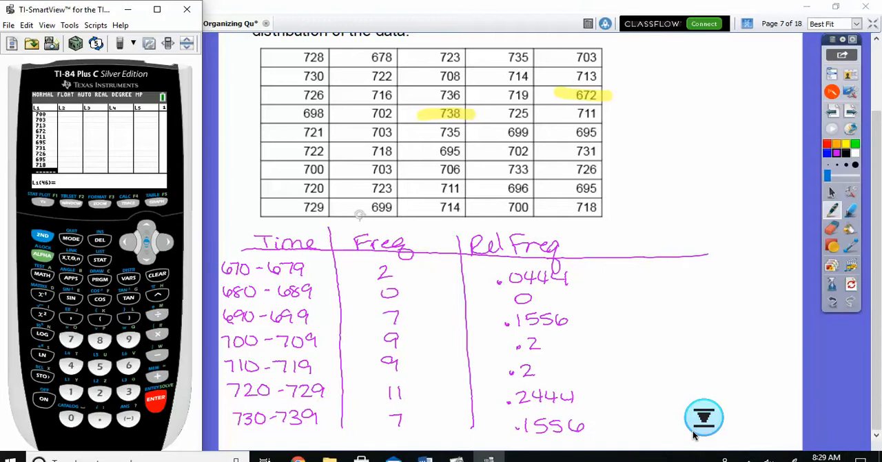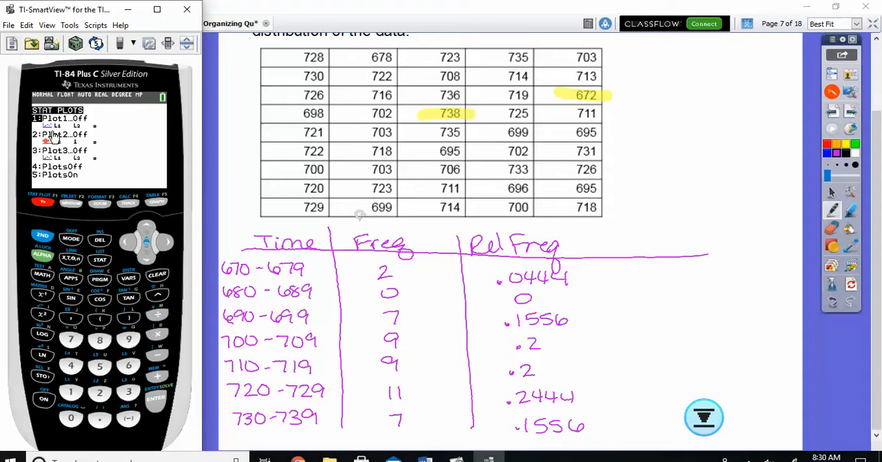Okay, now we are going to try to get a graph. So you need to push second and then Y equals. This takes you into your stat plot. You can remember all the times in college algebra when you raise your hand, you're like, my calculator won't graph anything. That's because somebody left the stat plot on. So be nice to my other classes and turn the stat plot off when we're done, okay? So it tells me Plot 1 is off. I need to turn that on.